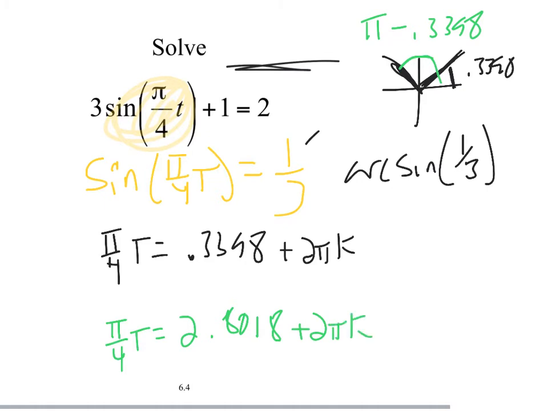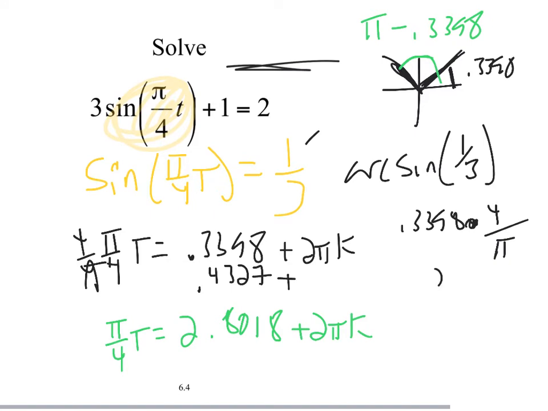And then to solve it, I've got to multiply both sides by 4 over pi, right? So on this piece here, I'm going to take 0.3398 times 4 divided by pi, and just write down that decimal, because that's not nice. I'm getting 0.4327 plus, and then we're going to ask ourselves, what's 2 pi times 4 over pi? Well, the pi's cancel out. 2 times 4 is 8. So plus 8k.